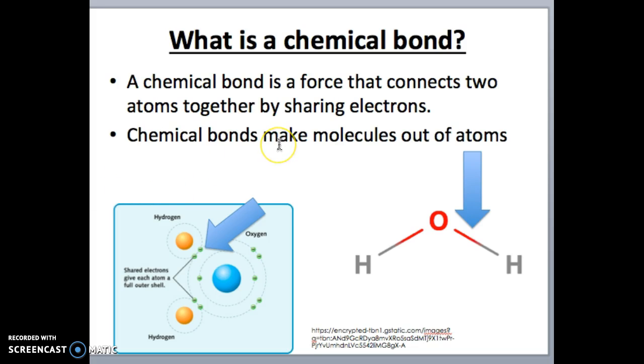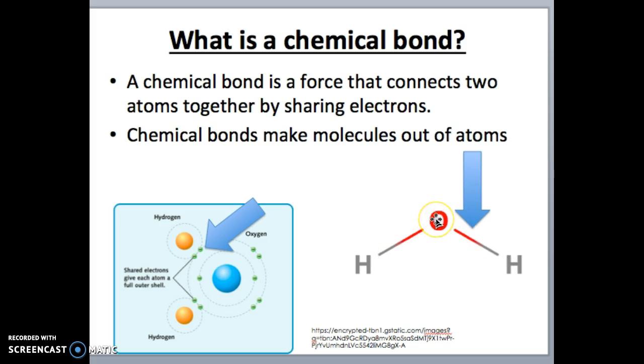Now let's talk about what chemical bonds are. In any molecule, we have atoms attached to each other because of this thing called the chemical bond. A chemical bond is a force that connects two atoms together because of shared electrons. And chemical bonds are what make molecules out of atoms. So here's a really famous molecule that you all know, H2O, or water. It's one oxygen bonded to two hydrogen.